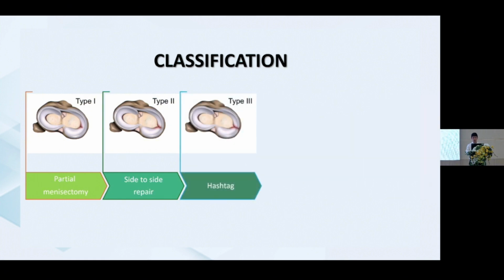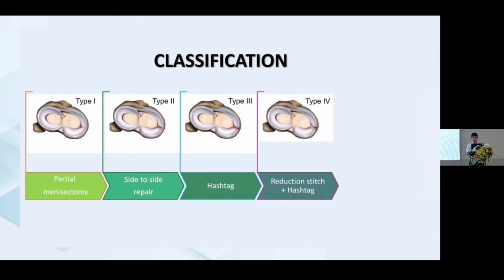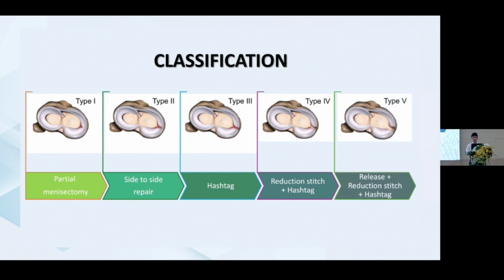But in a complete tear, you should use the hashtag. And if the gap is less than 3 millimeters, you can add the reduction stitch to help reduction and use the hashtag suture. And if the gap is more than 3 millimeters, you should release some of the capsule, add the reduction stitch, and use the hashtag. If you want stronger biomechanics, you could add the transtibial tunnel.